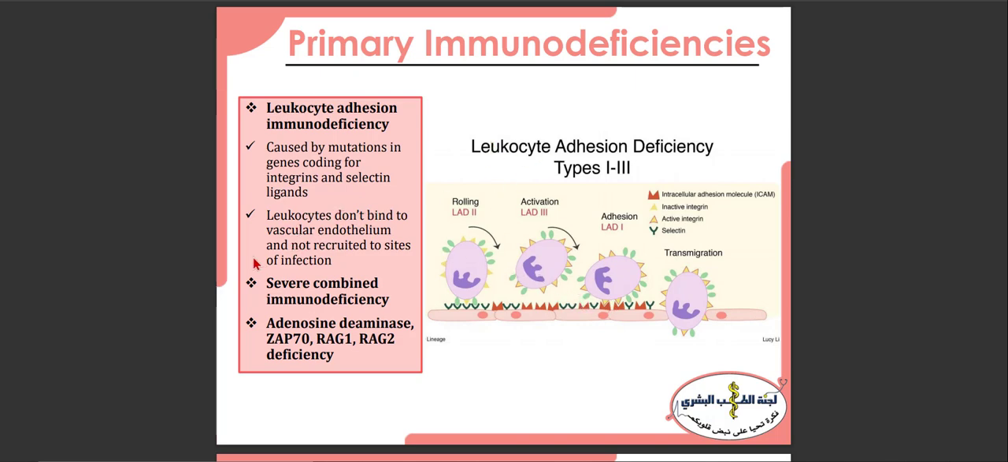Leukocytes do not bind to the vascular endothelium and are not recruited to sites of infection. فما بروح على sites of infection فما بيعملوا immune response. This case happens in severe combined immunodeficiency patients اللي أخذتوها بالبايوكيم مع الدكتور محمود الفقيه أتوقع. And we also have mutations in adenosine deaminase and ZAP70, RAG1, RAG2 deficiency. All of them result in leukocyte adhesion deficiency.